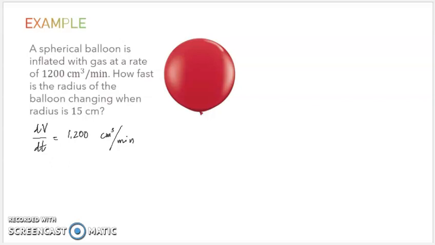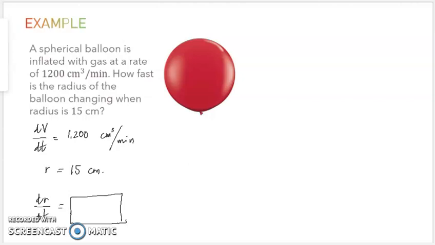Another given is that the radius is 15 centimeters. Based on this problem, we're looking for the derivative of the radius with respect to time, since it is asking for how fast the radius is changing. So do you think it's positive or negative? As the volume increases, what happens to the radius of that spherical balloon? So what formula relates the volume with the radius?